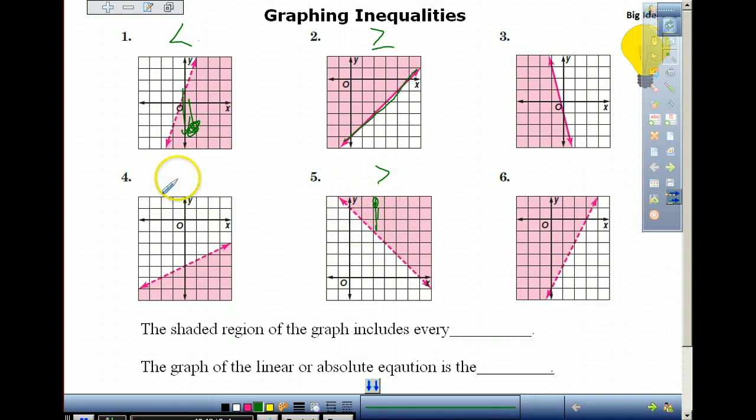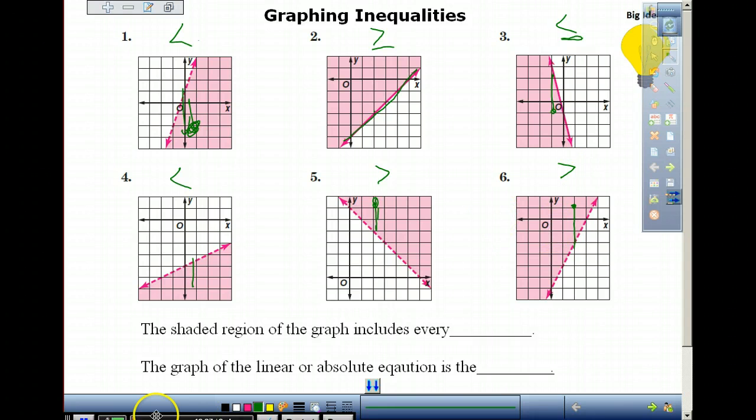How about number 4? Yeah, shade it down. And number 3. Less than, and it's a solid line, right? Shade down, solid line. And 6. Yeah, go straight up. That's where it's shaded. Greater than.